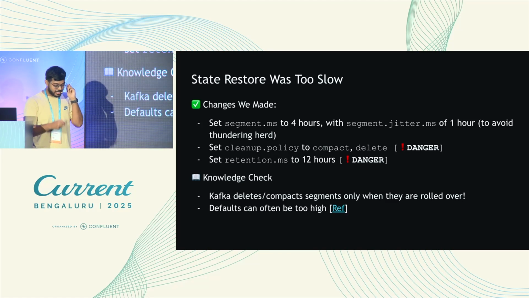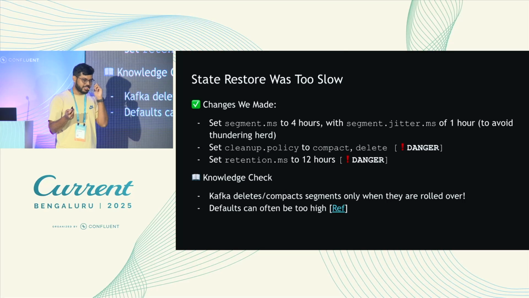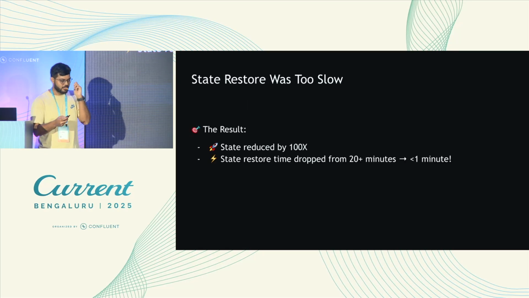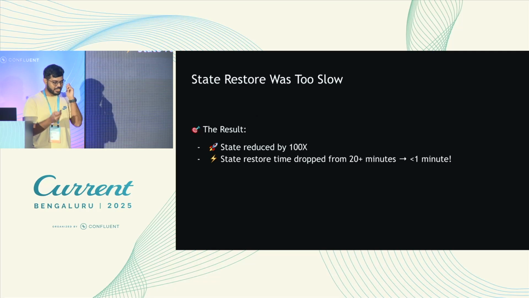The core takeaway here should be that Kafka actually keeps data much longer than you think it does, and that is mostly due to how compaction and retention work. The defaults are pretty high. There are a lot of good blogs on this that you can read. I really like one by Strimzi. They had a very good blog post on both of these. And the result was that our state was reduced by almost 100x, and we could restore in less than 1 minute, down from 20 minutes, which helped a lot for us.